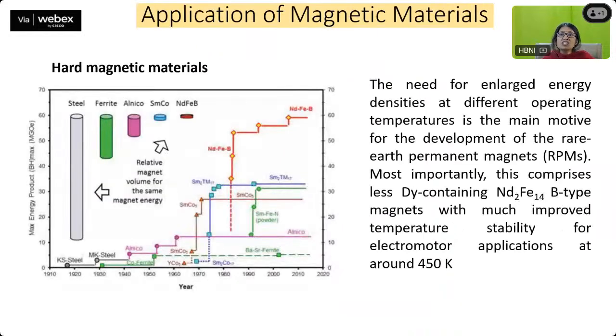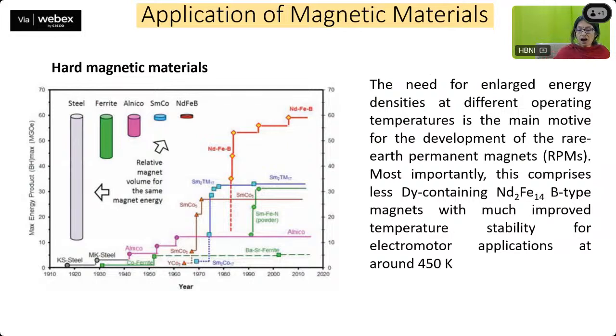So what are the applications of magnetic materials? So many things we learned about bulk materials, nanomaterials. So you have certain applications of hard magnetic materials. The need for enlarged energy densities at different operating temperatures is the main motive for the development of rare earth permanent magnets. Most importantly, this comprises less dysprosium containing Nd2Fe14B-type magnets with much improved temperature stability for electromotor applications at around 450 Kelvin.